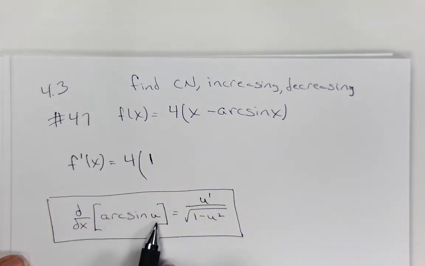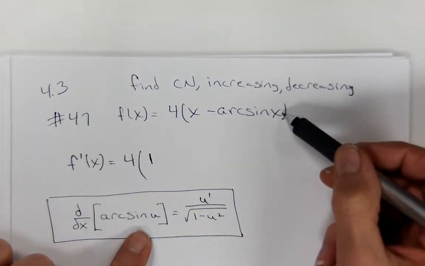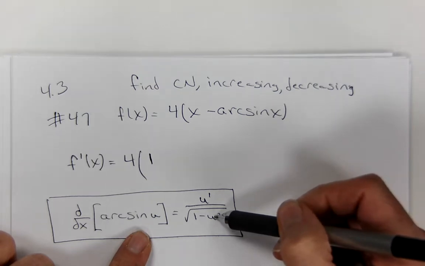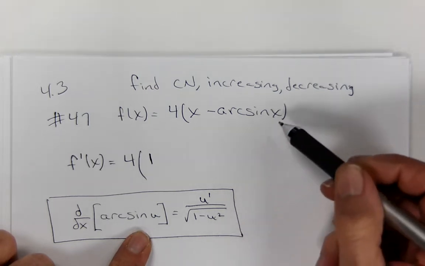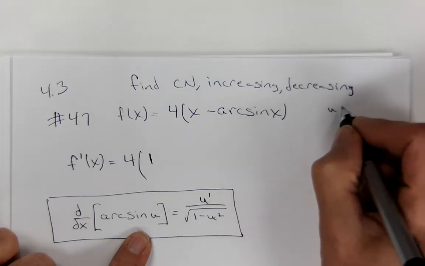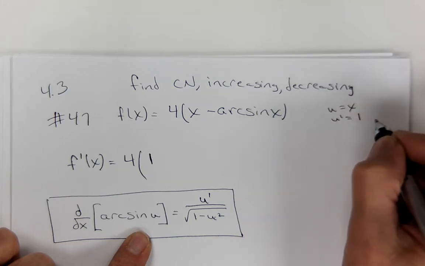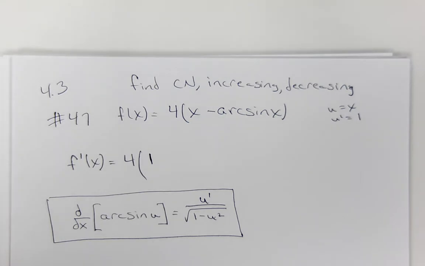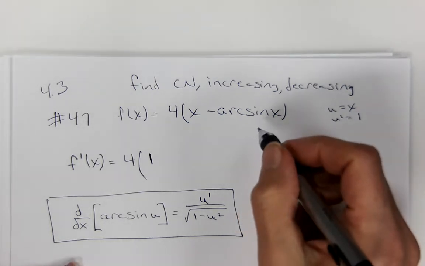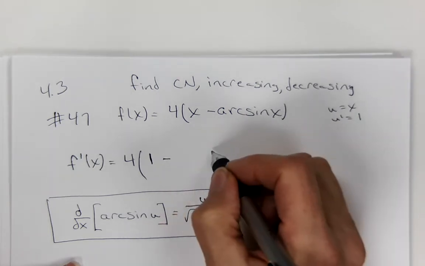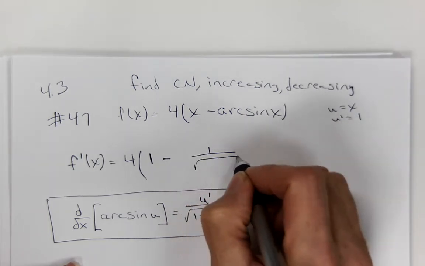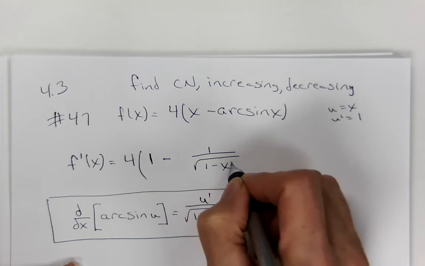So our u is just x. So in the formula where we see u, we'll put x. And then the u prime is just 1. So we don't even have to worry about that except to put a 1 up there. So we have then, for this derivative, 4 times 1 minus 1 over square root of 1 minus x squared.